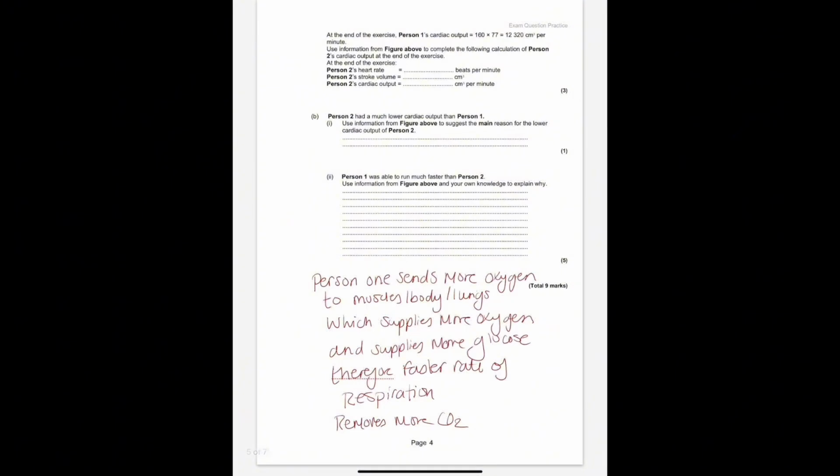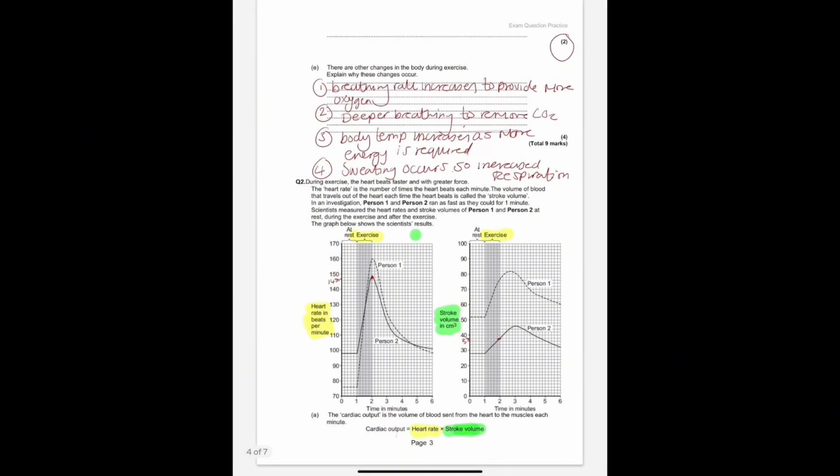So heart rate was 148. Stroke volume was 38. So we do 148 multiplied by 38, and that's going to give us 5,624, and that's going to be your 3 marks. So you just have to use the graph to get the information.